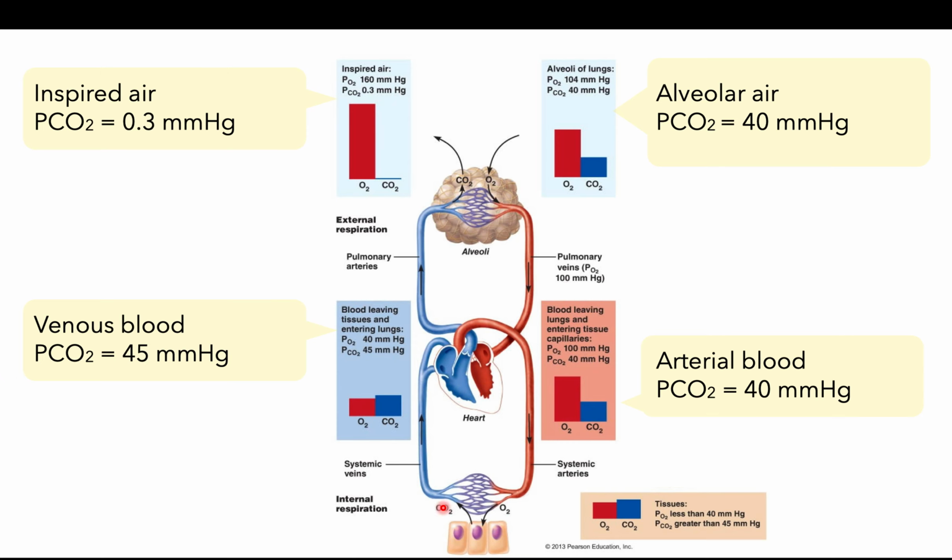So which one is higher? The tissue is higher compared to the arterial blood. So the carbon dioxide will go back and move into the blood. And then the 45 will be carried all the way to the alveoli. Then at the alveoli, 45 in the pulmonary capillary. At the alveoli just now it was 40, so it will give to the alveoli and then be breathed out.